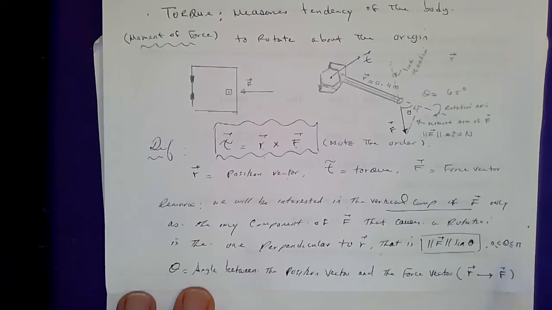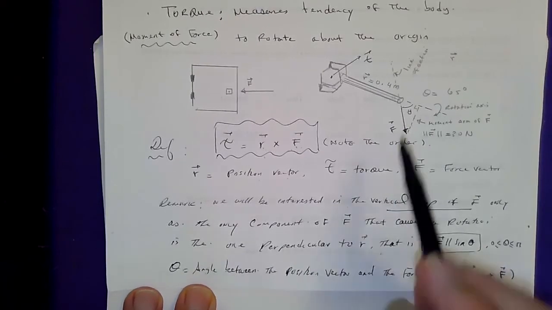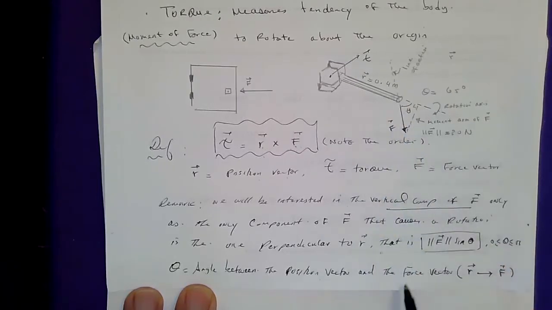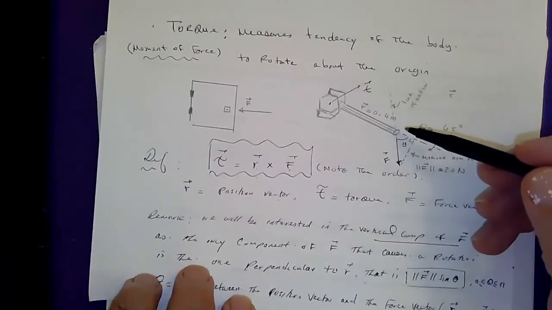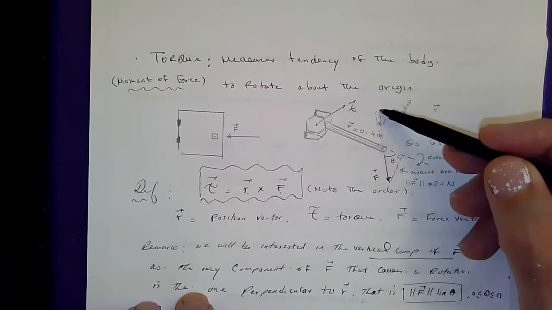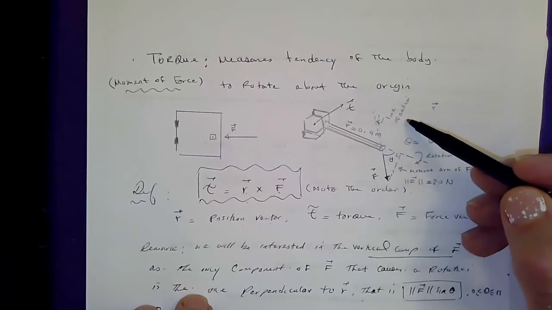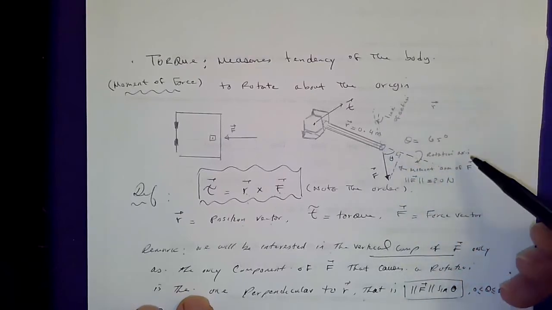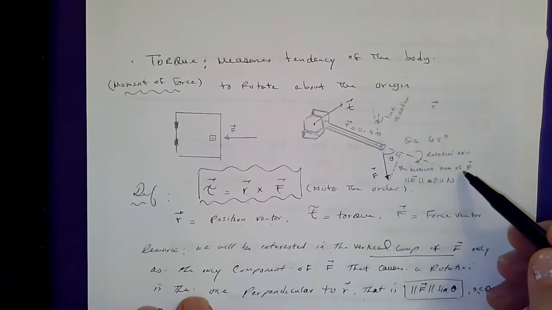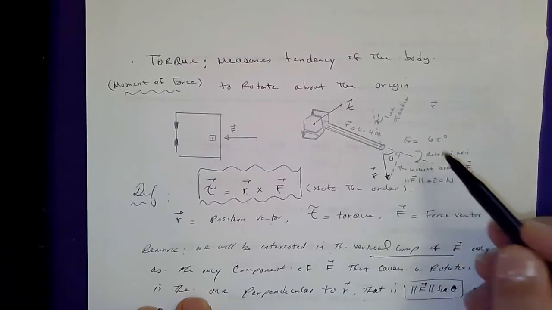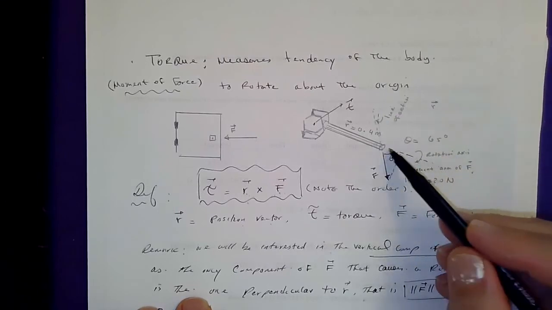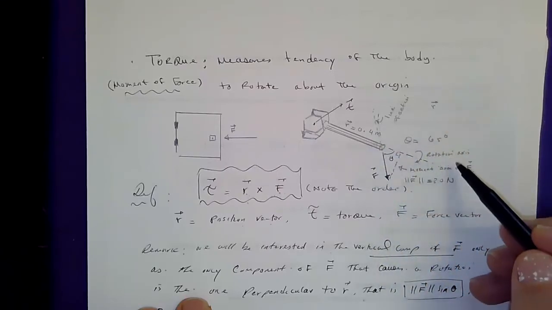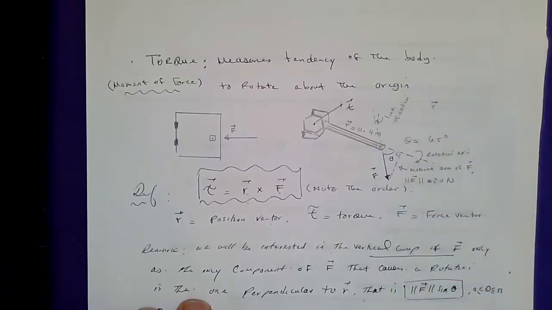And theta goes from 0 to pi. Theta is the angle between the position vector and the force. And remember, theta always goes from R to F, not F to R. If you draw a line through the force, extending the force line, that's called the line of action. If you extend the arm of the wrench, that's called the moment arm of force. And the axis drawn by extending the arm of the wrench is called the rotation axis.